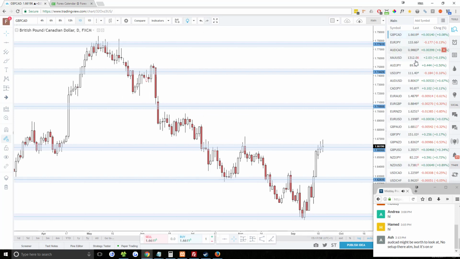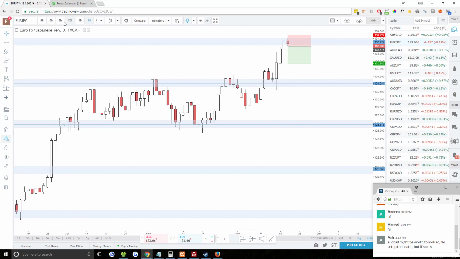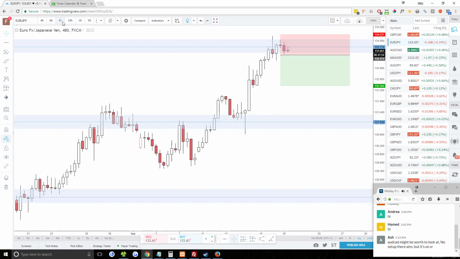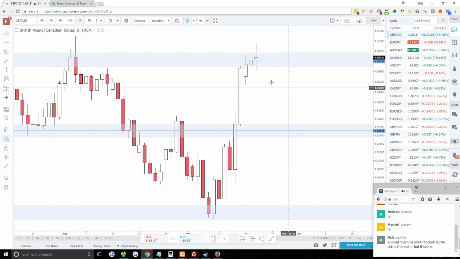I think GBPCAD looks a tad better. EURJPY looks best, in my opinion. This one's close to triggering. Alrighty, I think that wraps up the analysis, guys. So just a quick summary. GBPCAD, potential short trade forming on the daily. Let's see how this closes.